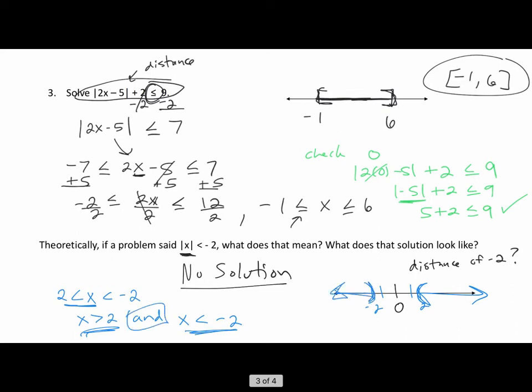And means intersection, which this is. All compound inequalities of this form are intersections. So where do these overlap? They don't, which is why there's no solution here.